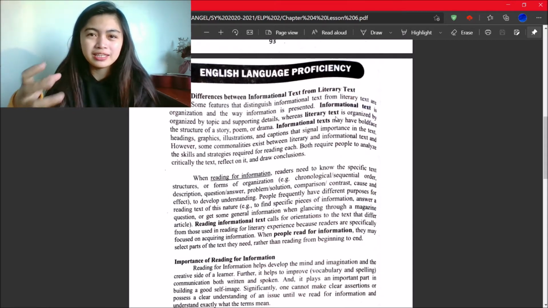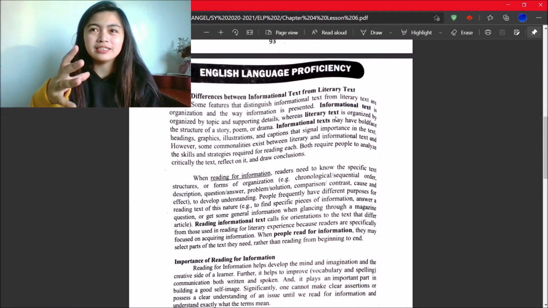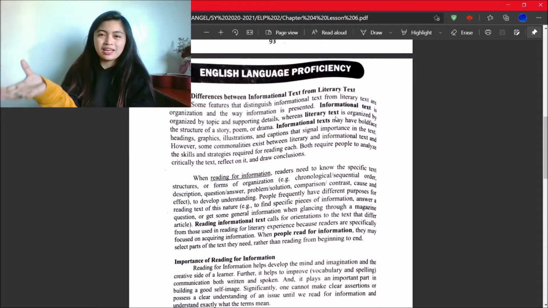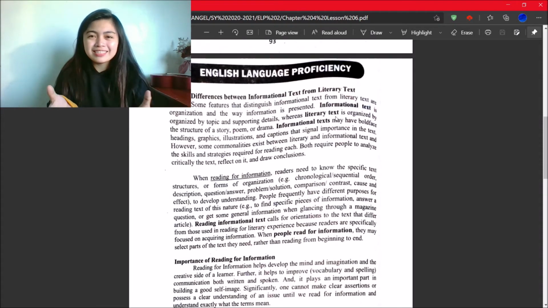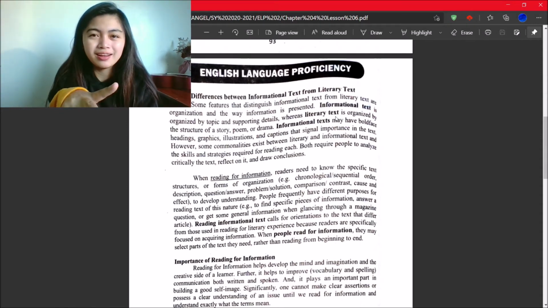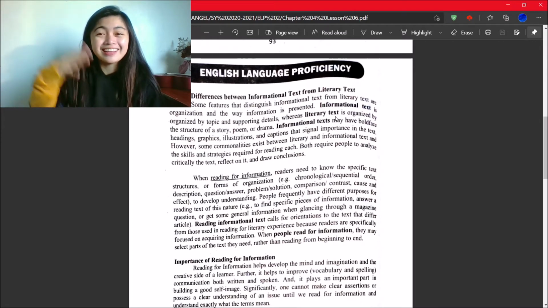But when you read kasi, you are able to realize na this idea and this idea, you can balance it eh. So, you can see the two picture. So, that is the power of reading. So, I hope you have understood that.